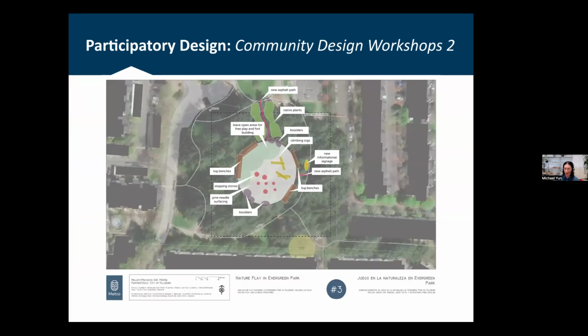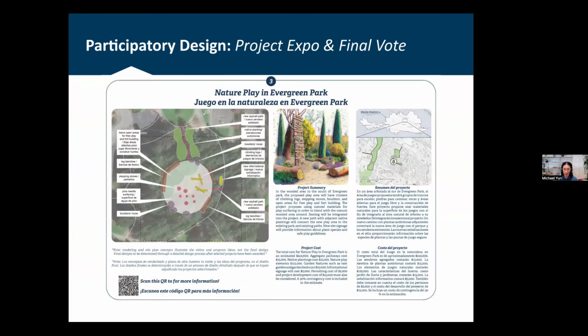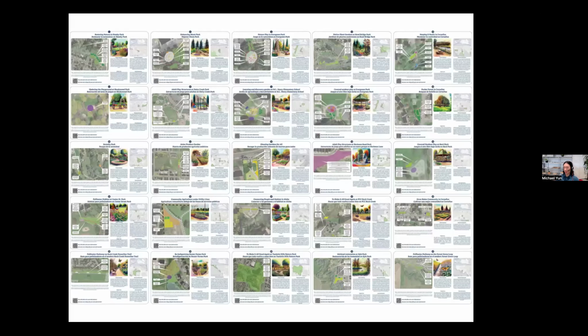This is an idea of how we then took the output of those workshops and turned it into a concept, or SD level site plan, essentially. Keep in mind, we had about 28 of these that we were advancing. And this is an illustration of what we brought to that final project expo, where people came and actually voted on those final projects. This had that concept render, the site plan, the project summary, and a cost associated with it. And this is the full set of projects that made it into that final vote.